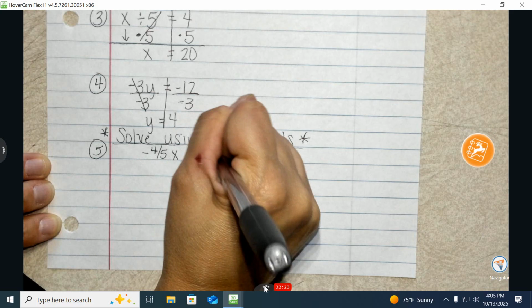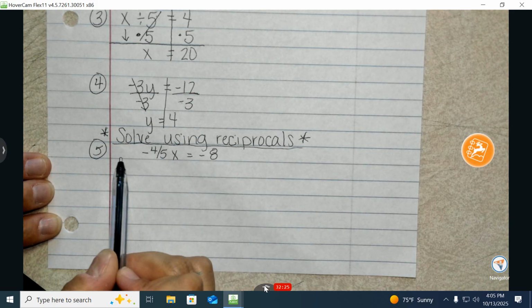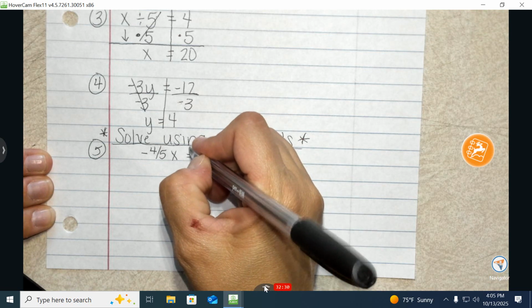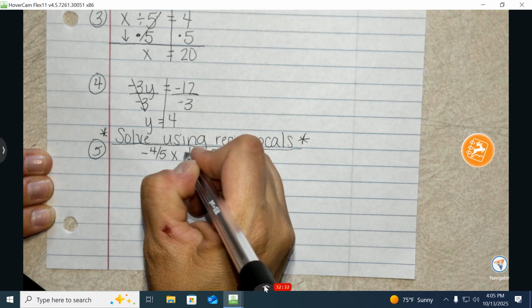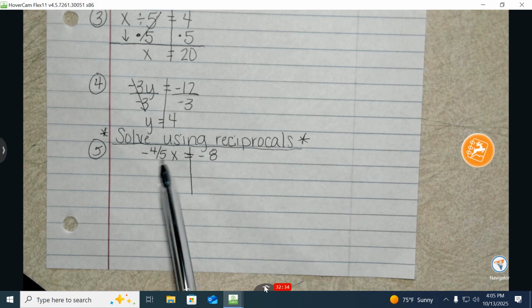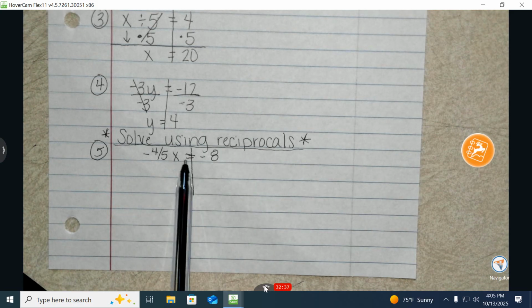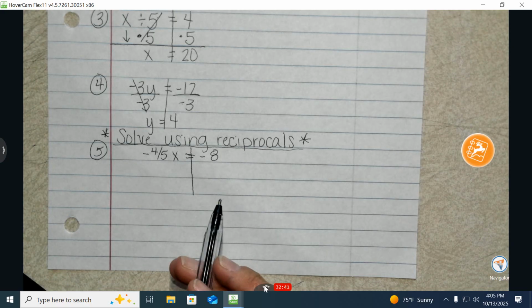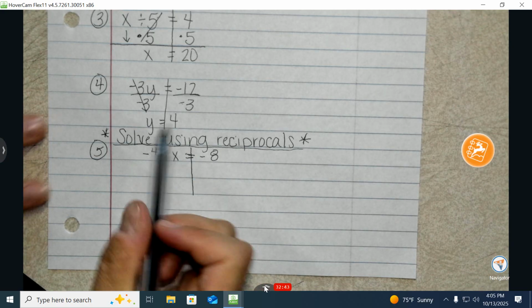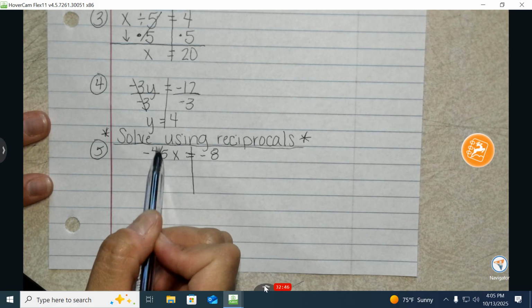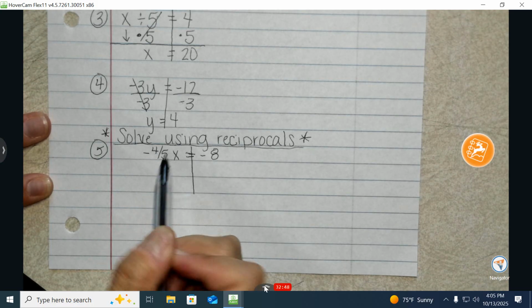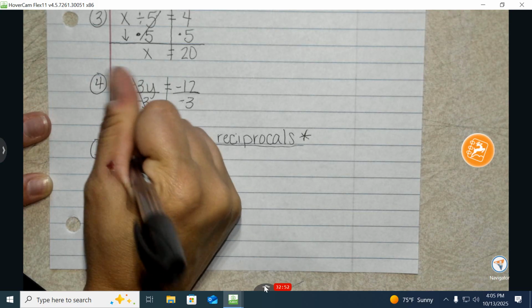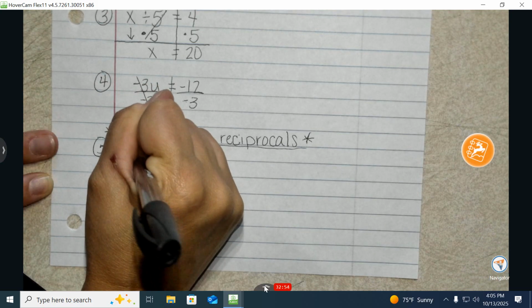equals negative 8. Now, I went ahead and skipped over a little bit because I already know what I'm going to have to do on this one. So using the reciprocal, we're going to make that 1, we're going to make it cancel out by flipping it. So instead of multiplying by 4 over 5, we're going to multiply by negative 5 over 4.